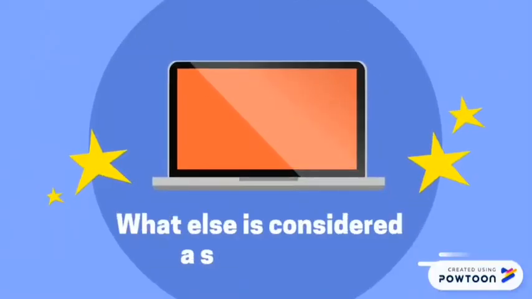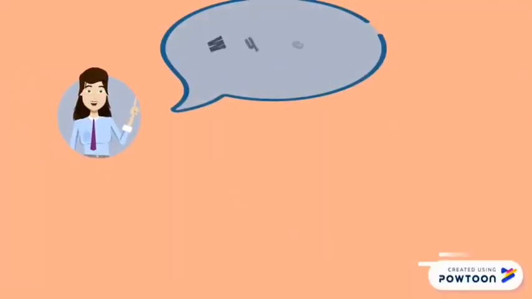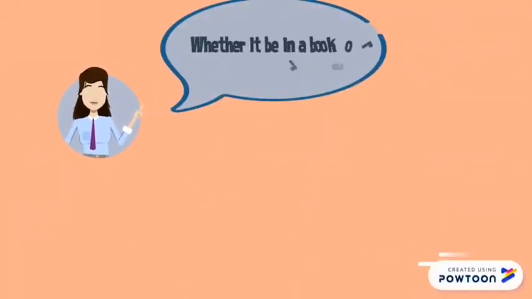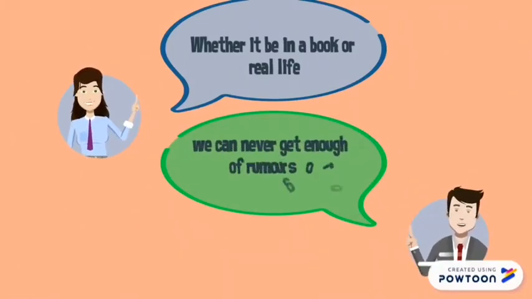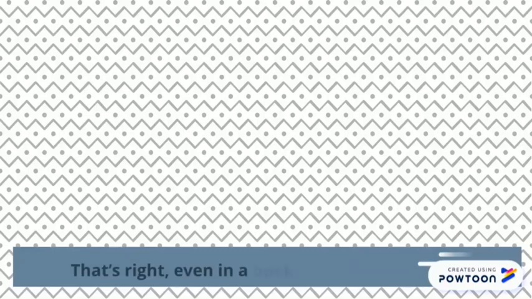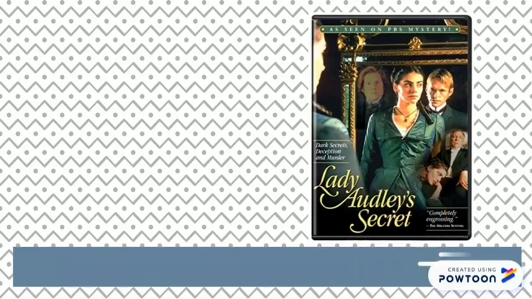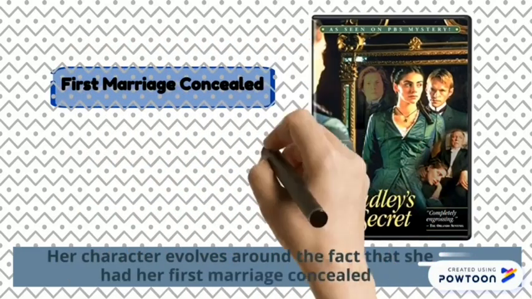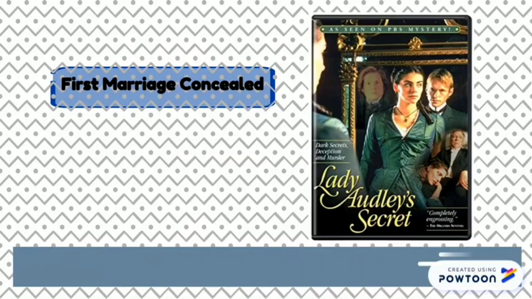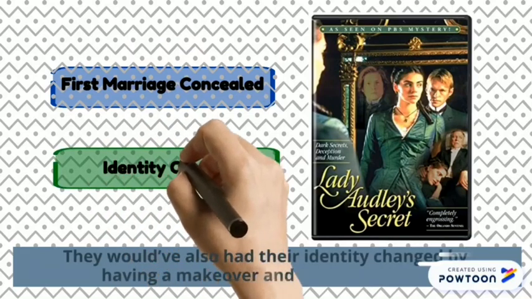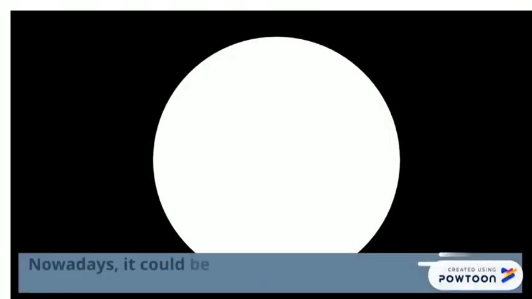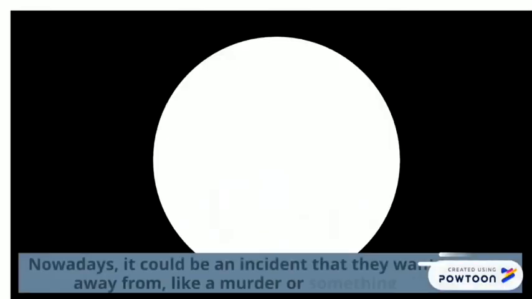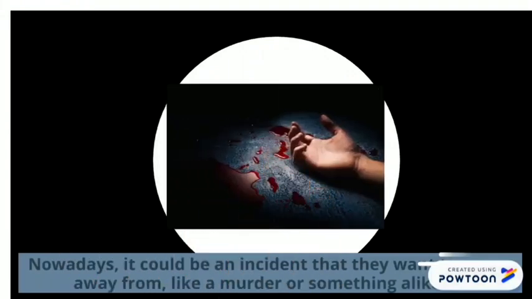What else is considered a sensation? Whether it be in a book or real life, we can never get enough of rumors or gossip. That's right, even in a book there are rumors. Let's take a look at Lady Audley again. Her character revolves around the fact that she had her first marriage concealed. They would have also had their identity changed by having a makeover and a name change. Nowadays, it could be an incident that they want to run away from, like a murder or something alike.